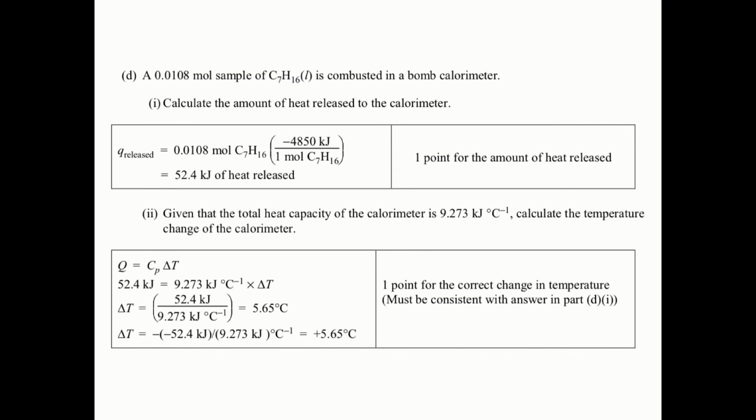Okay? Either way you want to put it. The released implies that it's going to be negative. So you got 1 point for your correct heat released. In part II, it says given that the total heat capacity of the calorimeter is 9.273, calculate the temperature change of the calorimeter.